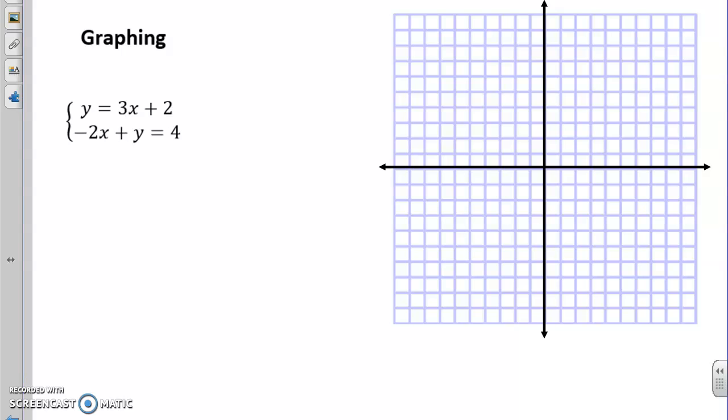In order for us to graph, we know that our equation has to be in slope-intercept form. So if I look at this first equation, it is already in y equals mx plus b form. So it's perfect. Since it's in slope-intercept form, I need my slope and my y-intercept. The slope, remember, is always the number in front of x. So the slope is 3, and we usually make it a fraction, so we're going to put it over 1. And then our y-intercept is 2.